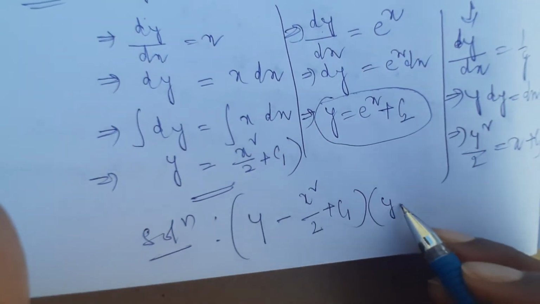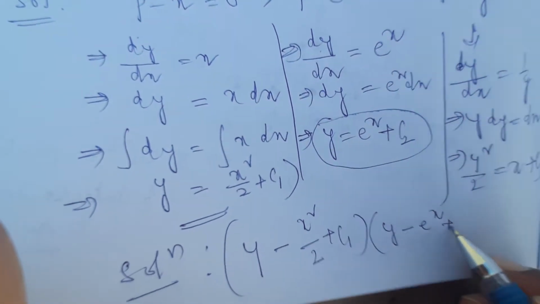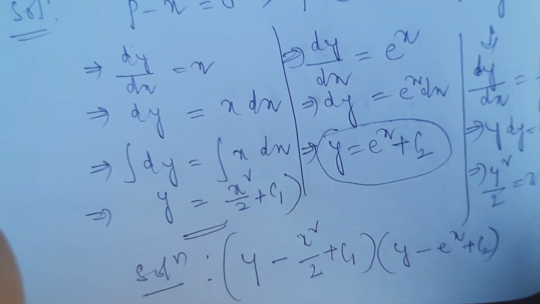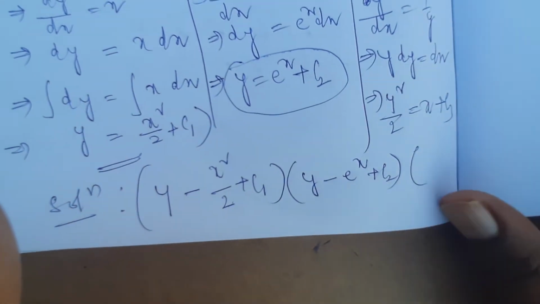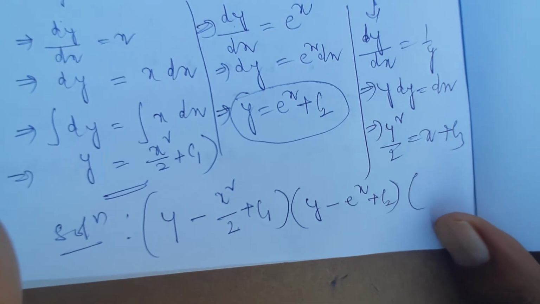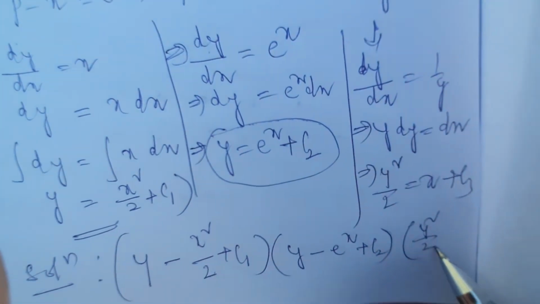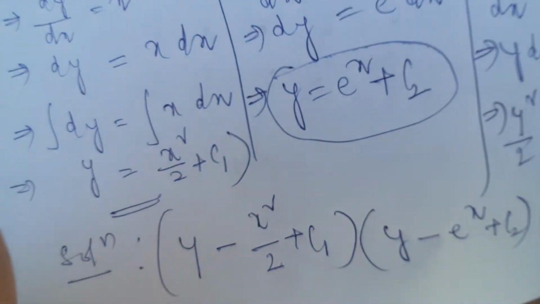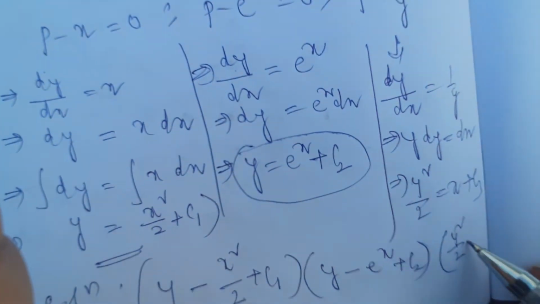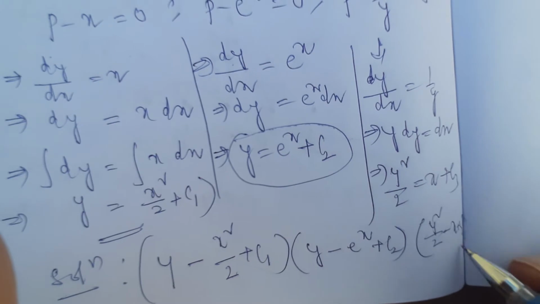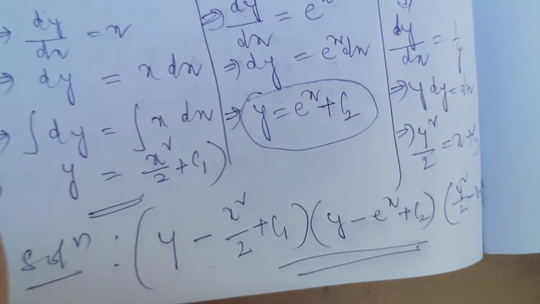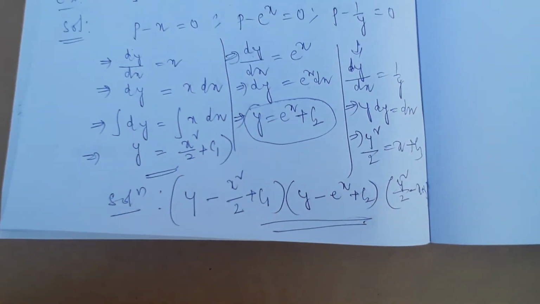The second solution is y minus e^x plus c2. And the third solution, what is the third solution? y^2/2 equals x plus c3. So I can write this as y^2/2 minus x plus c3. So this is the complete set of the solution.